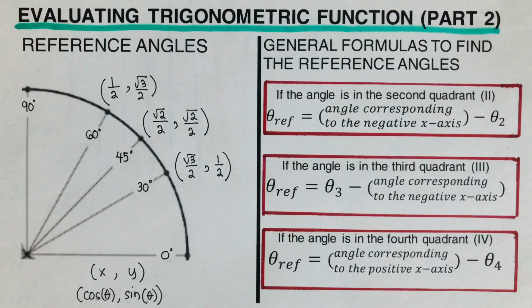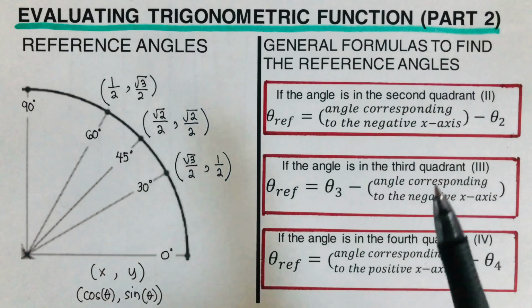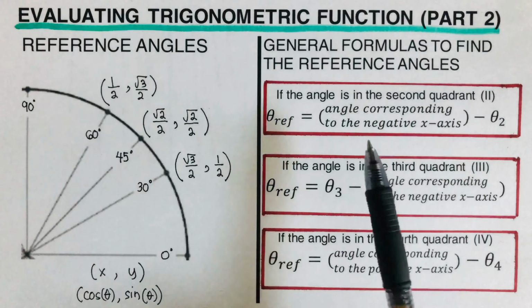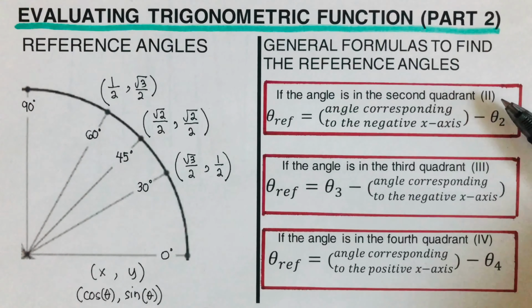Now, please remember that these reference angles are very important because once we know the values for each of these angles, we will be able to determine the rest of the values around the unit circle. So again, we need to determine the reference angle of a given angle. These are the formulas to determine the reference angle. This is the formula that we use when the angle is in the second quadrant. This is the formula for the third quadrant. And this is the formula for the fourth quadrant.